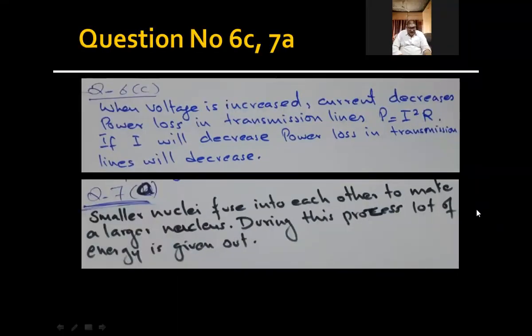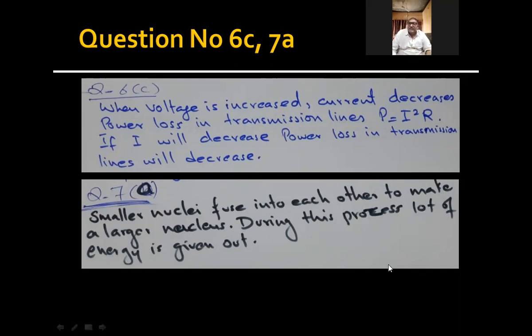And he says, smaller nuclei fuse into each other to make a larger nucleus. During this process, a lot of energy is given out. So you see, this is called nuclear fusion. The smaller nuclei come close to each other, they fuse into each other, and they make a larger nucleus. The parent nuclei are smaller, but the daughter nucleus which is formed is larger.